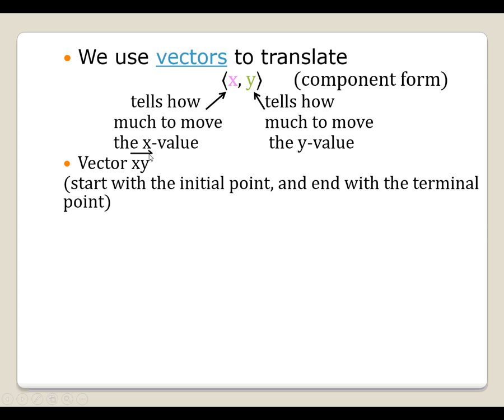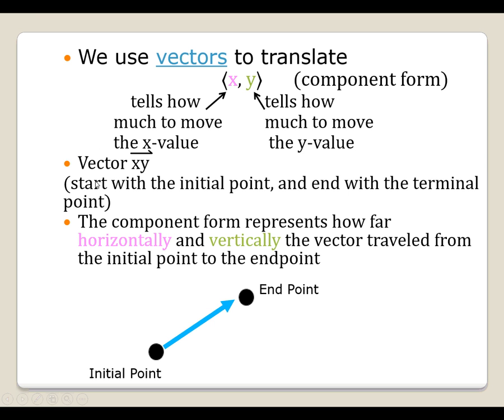So we use this little symbol. We're not going to really use this in this class, but I just thought I would share it with you. We use this little half arrow looking thing when we're talking about a vector. So this means vector xy. That's what that little symbol means. And again, it always starts with your initial point. So x would be our initial point, and y would be the end point or our terminal point. But this stuff we're not really going to be using in this class that often. I just thought I would share it.